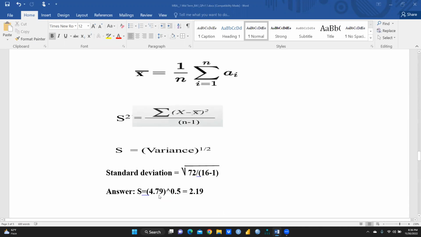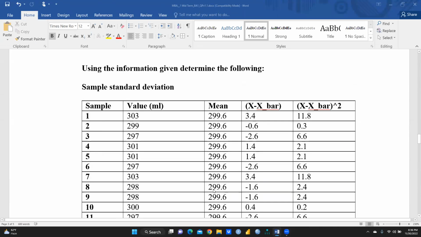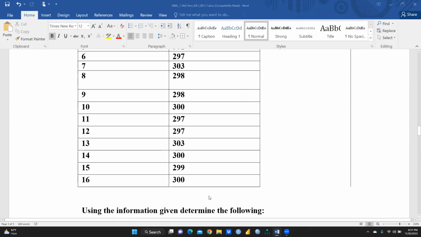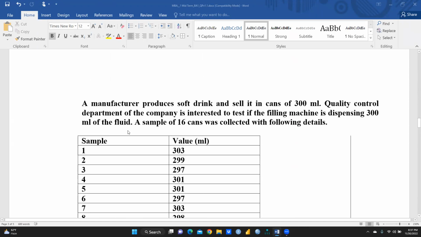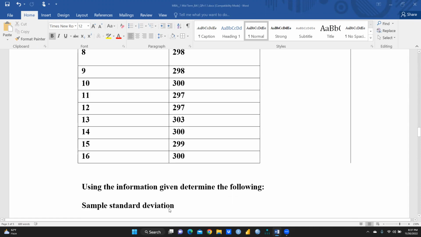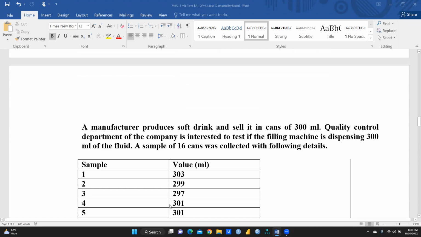What would be the answer? 4.79. After that, we take the square root of this 4.79. What is the answer? 2.19. So we can say this is how we calculated the standard deviation. What is the requirement? Sample standard deviation. A manufacturing company produces soft drink and sells it in cans of 300 ml.